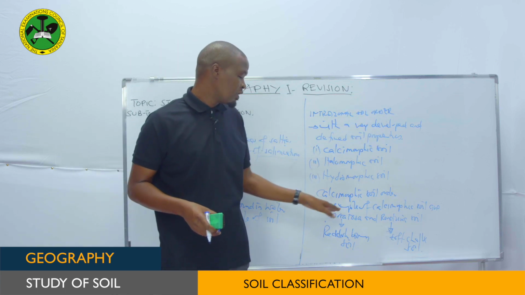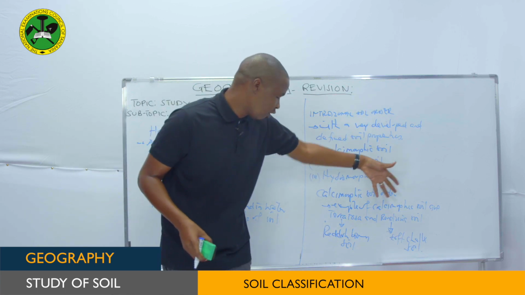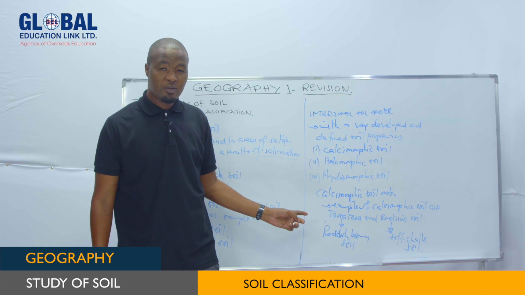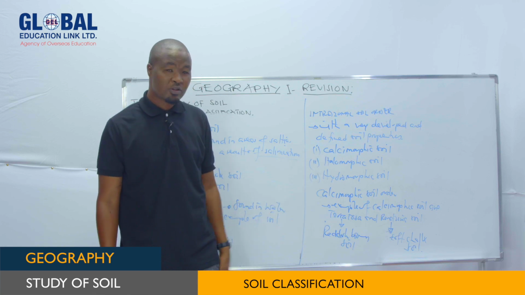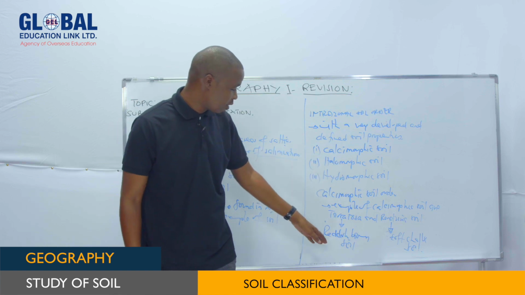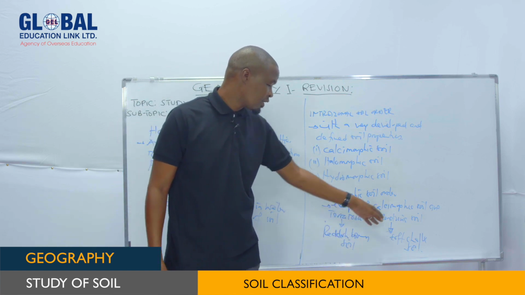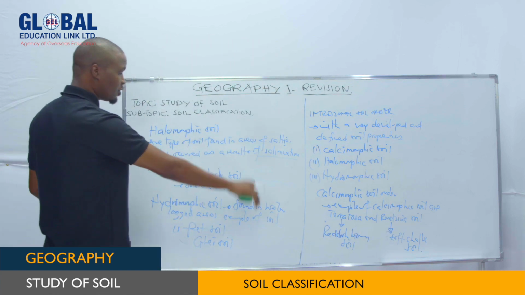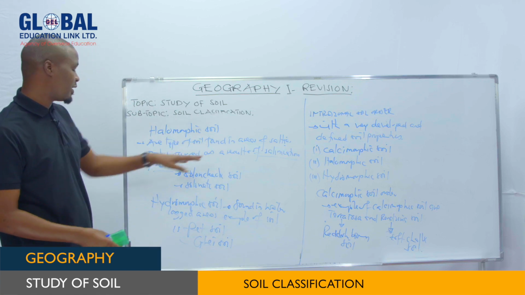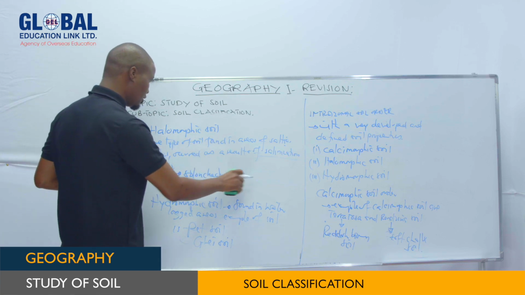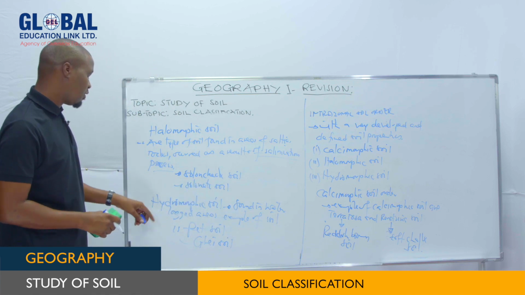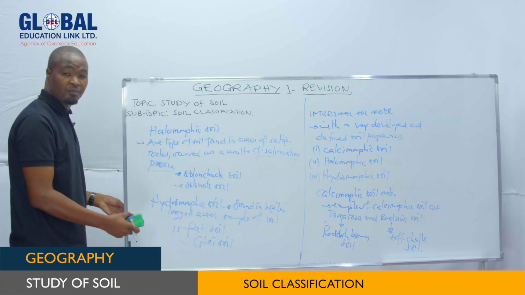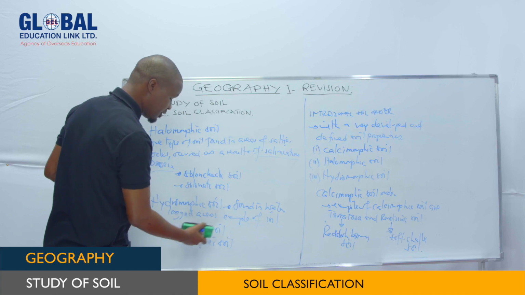Calcimorphic soil, as I've explained, refers to the type of soil which occurs in limestone areas. The main process involved is the calcification process. We have two types: the terra rosa, the reddish brown soil, as well as the rendzina, the soft chalk soil. Then we have the halomorphic soil, a type of soil found in areas of salty rocks, occurring mostly as a result of salinization, where we have the solonchak soil as well as the solonetz soil. Then we have the hydromorphic soil, soil found in water-logged areas. We have two types: the peat soil and the clay soil.